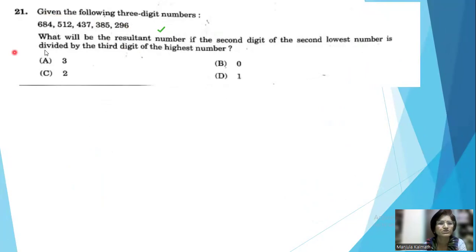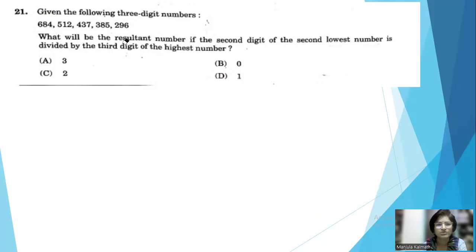Given the following three digit numbers: 684, 512, 437, 385, and 296. What will be the resultant number if the second digit of the second lowest number is divided by the third digit of the highest number? Just you have to try yourself. It is a very easy question.